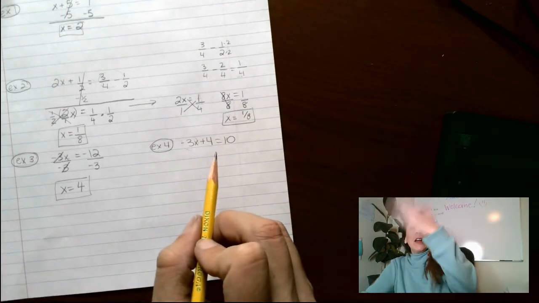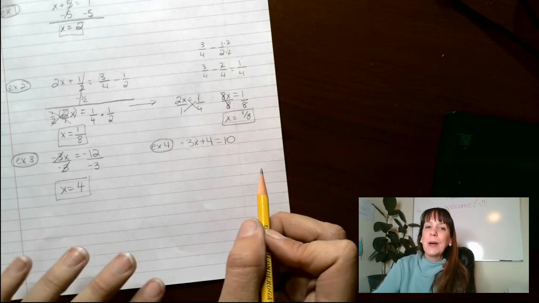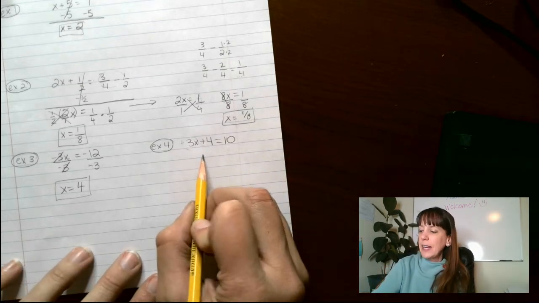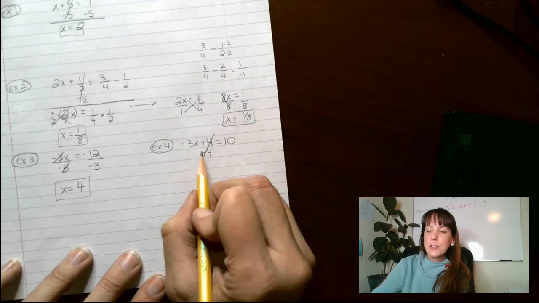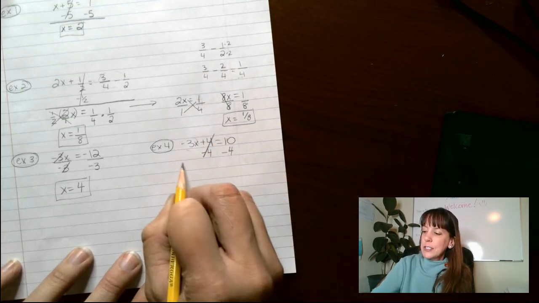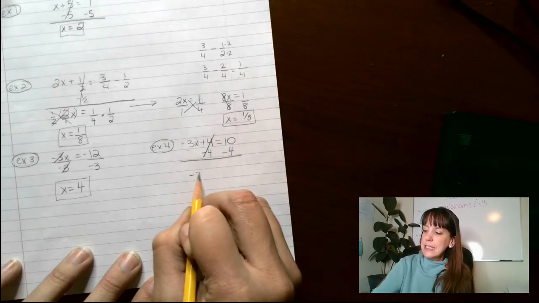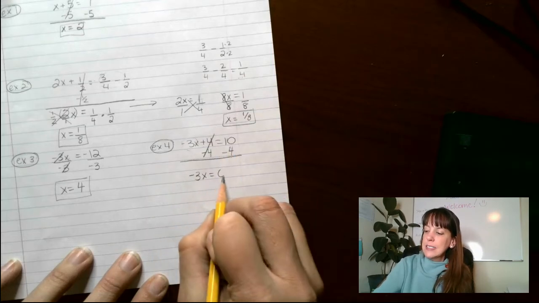I need to move that over to the other side, and the way I do that is by doing the opposite. The opposite of adding is subtracting. So if I do that, that cancels out, but what I do to one side, I have to do to the other. So what I have here is -3x equals 6.